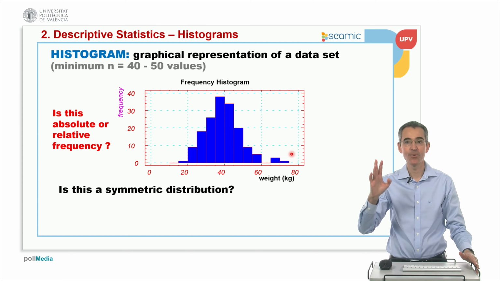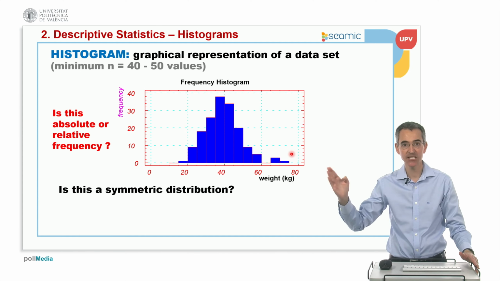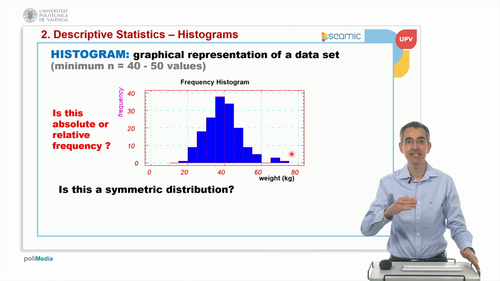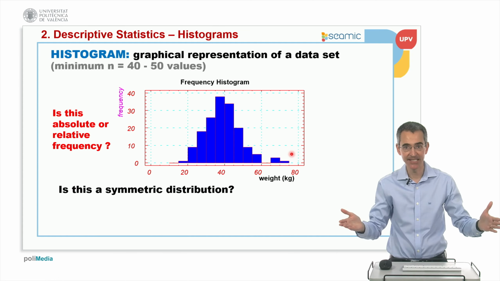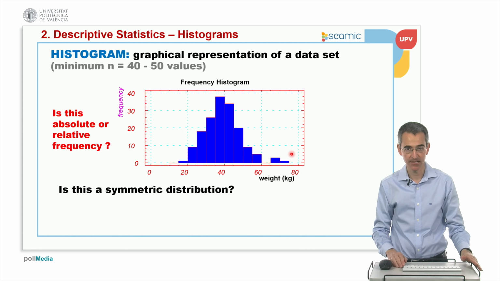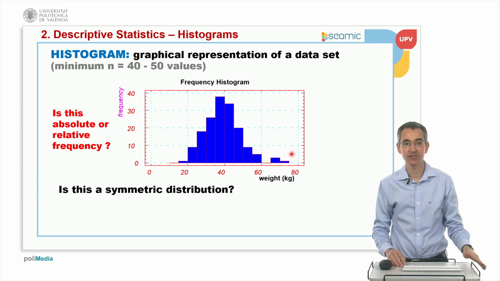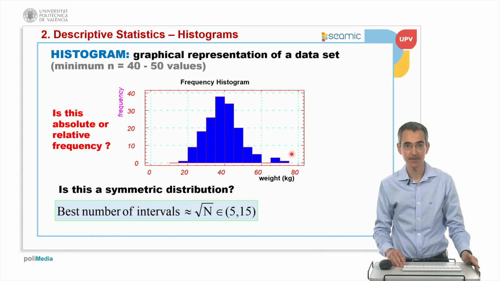And this is a very important idea. When we say that data follow a symmetric distribution, it means that if I make a histogram with the data, the shape of the histogram is approximately symmetric. If I say that my data follow a non-symmetric distribution, it means that if I make a histogram, this histogram is not symmetric.